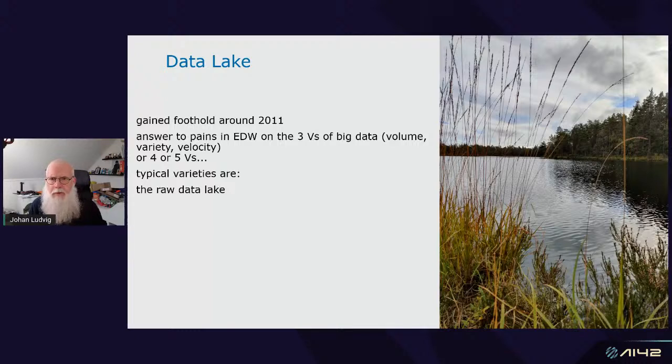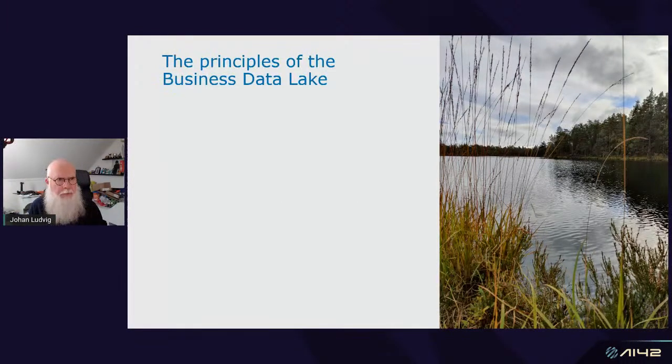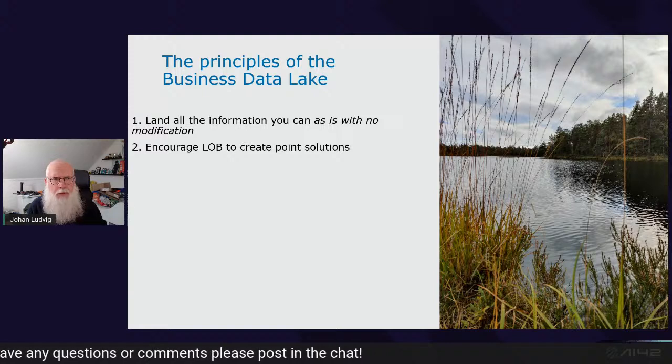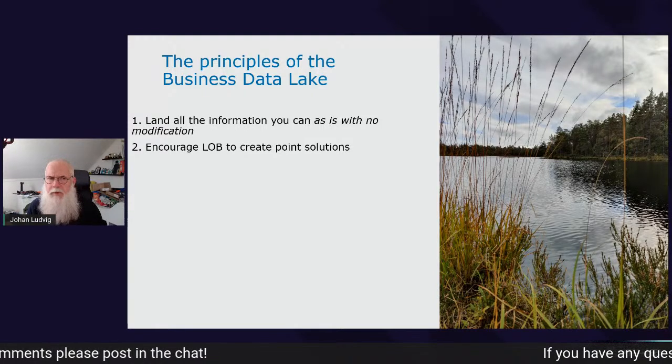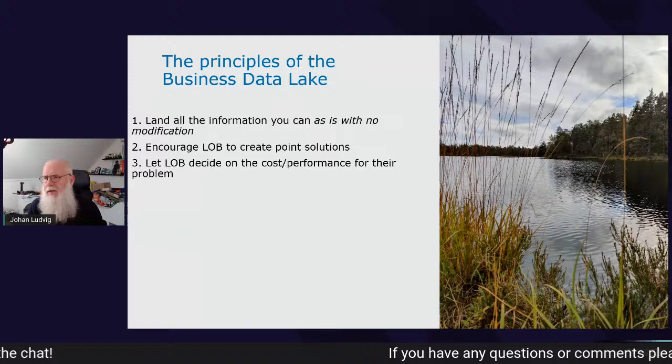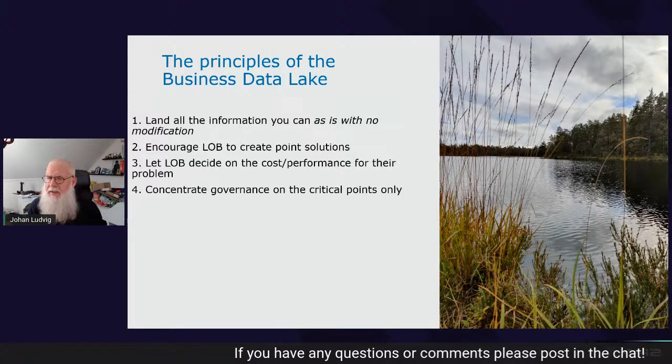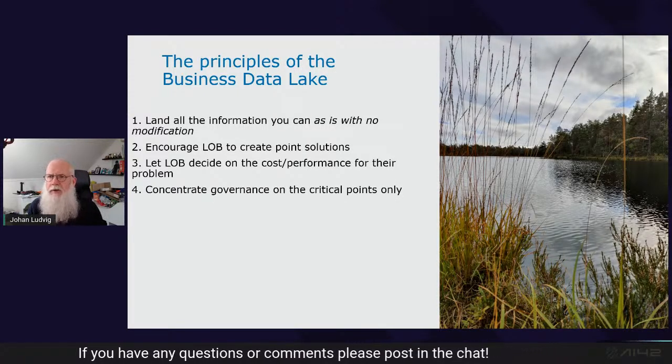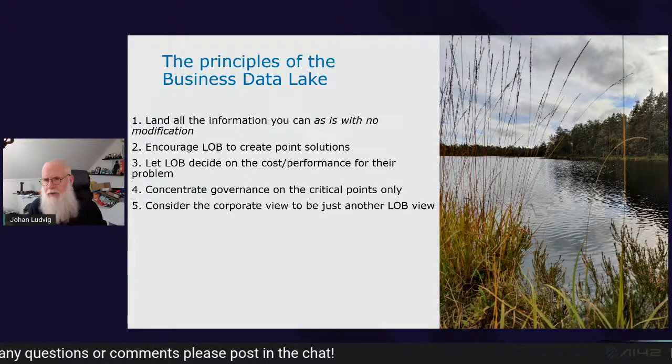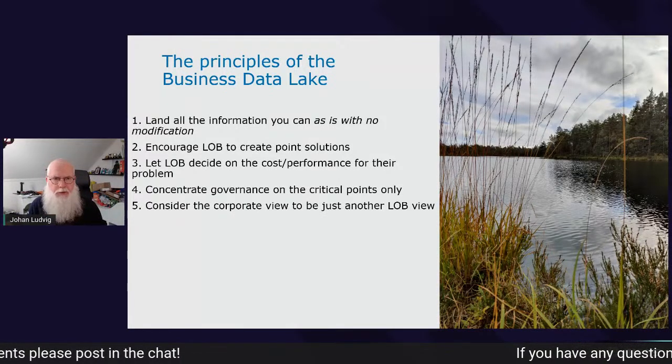And the typical data lake variety is the raw data lake. And then you have a layered data lake or a business data lake. And the principles of this business data lake: the first principle is the same as with the raw. You land all the information you can as is with no modification. So it's a one-to-one with the source. Then you encourage line of business to create point solutions. You let the line of business decide on the cost and performance for their problems, which means that IT can concentrate their governance on the critical points only. And the corporate view, hence the data warehouse view, is just another line of business view.